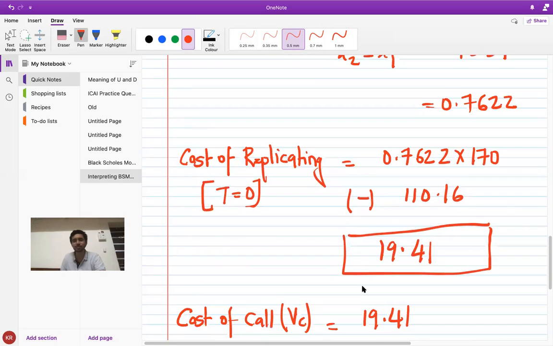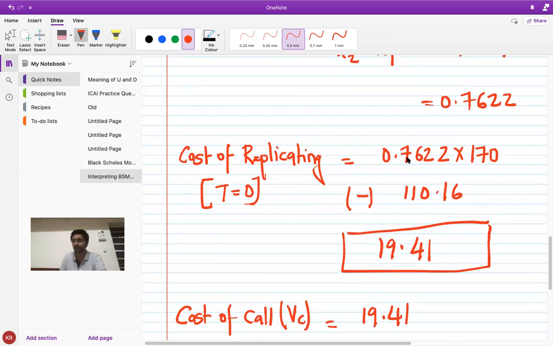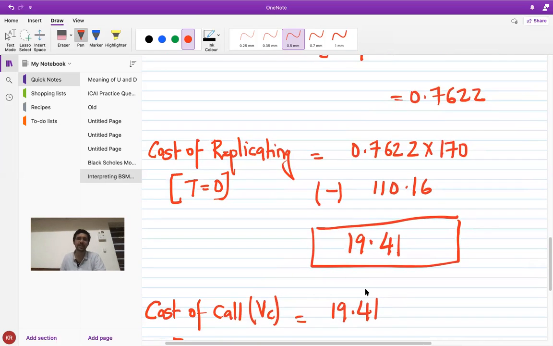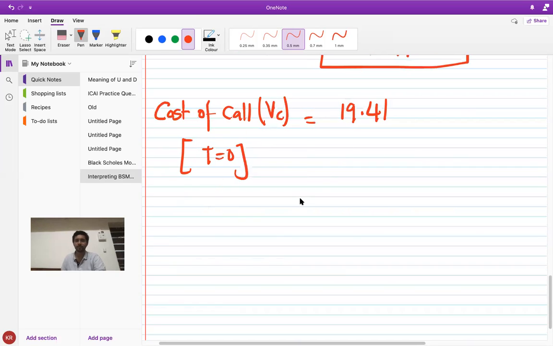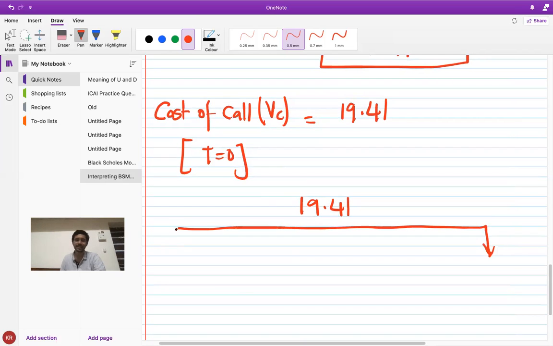And if I actually split this 19.41, the cost of the replicating portfolio, it can be split into two. One is buying delta shares, which is 0.7622 shares. Remember, I'm denoting cost as positive, so the cost is positive 19.41.